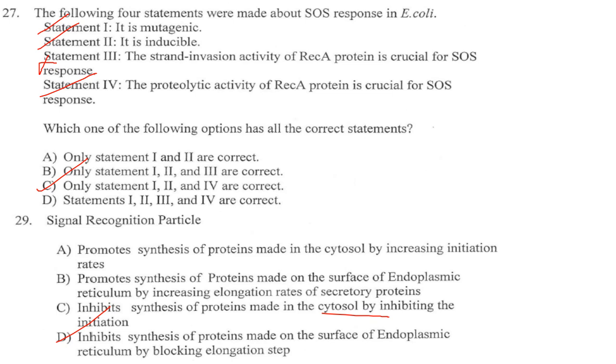Then next one. Signal recognition particle. Now what is that? In eukaryotes, the signal recognition particle binds to the signal sequence of the newly synthesized peptide as it emerges from the ribosome on the endoplasmic reticulum. As a result of this binding, it causes what is called elongation arrest, that is, slowing down of protein synthesis once the SRP, or signal recognition particle, binds. Next, the signal recognition particle will target this entire complex, that is the ribosome and the polypeptide chain, to the protein conducting channel of the endoplasmic reticulum membrane.